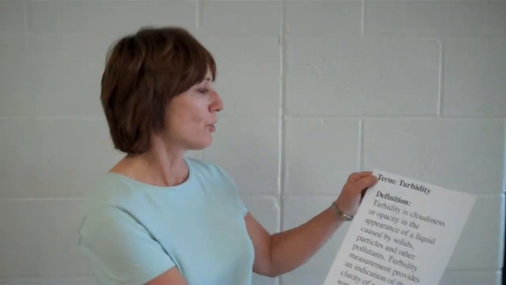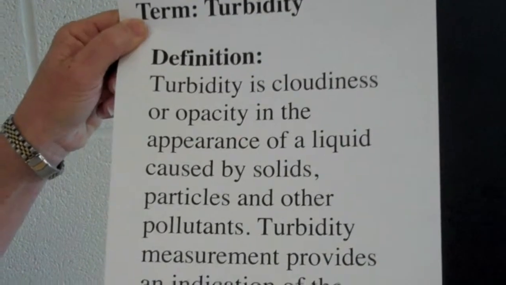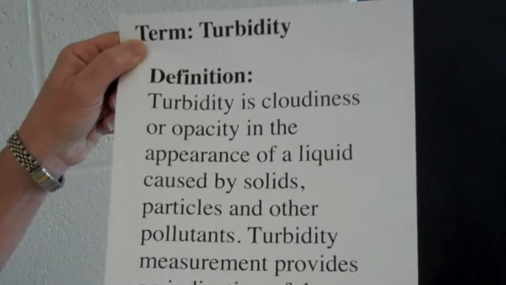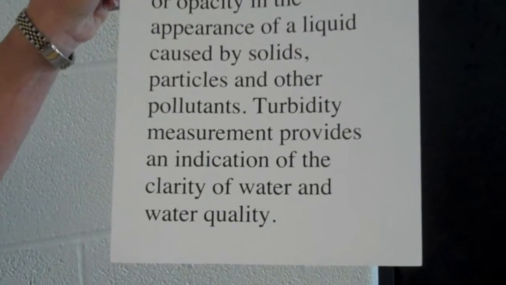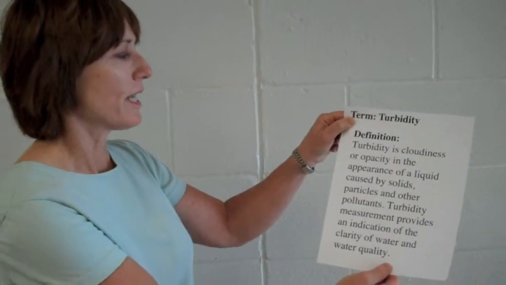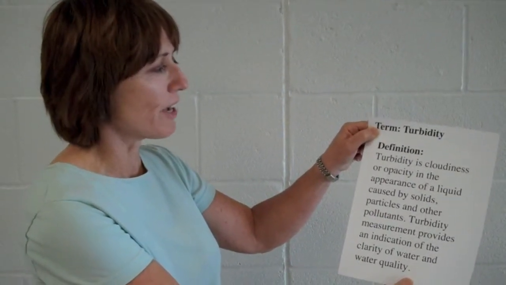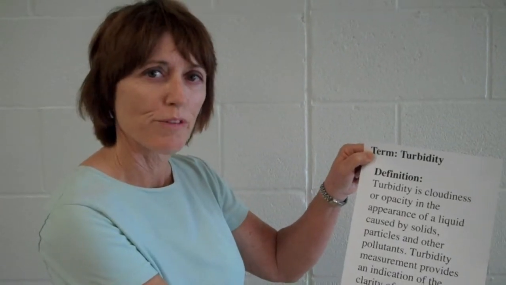For example, turbidity. Turbidity is related to the cloudiness in the appearance of the water. Turbidity measurement provides an indication of the clarity of water and the water quality. So if the water is clearer, it has lesser turbidity, and if it is cloudier, it has greater turbidity. Let's continue this lesson with some more vocabulary.